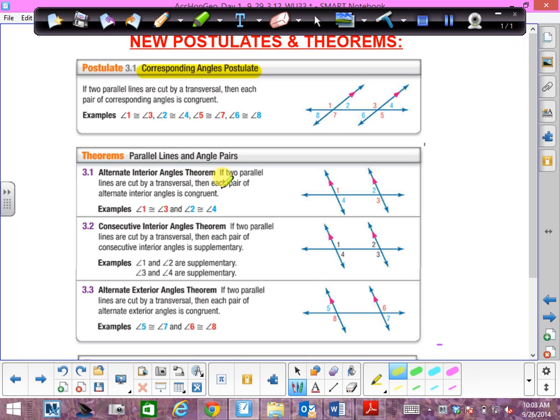So, alternate interior angles theorem. Remember we said in the slide before, these two angles were congruent. So two parallel lines are cut by a transversal. That has to happen first. So we have to have two parallel lines cut by a transversal. This doesn't work if the lines aren't parallel. Then each pair of alternate interior angles is congruent. Same thing for corresponding angles. We have to have two parallel lines cut by a transversal. Otherwise, none of this works.